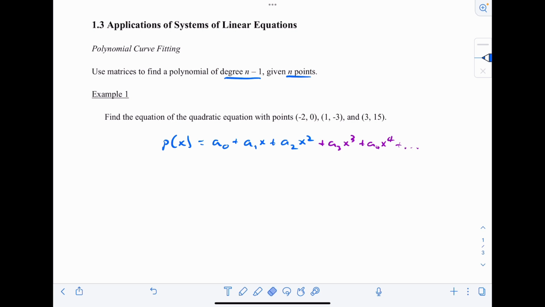Okay, so what we need to do here in order to find this quadratic is figure out what a0, a1, and a2 are.